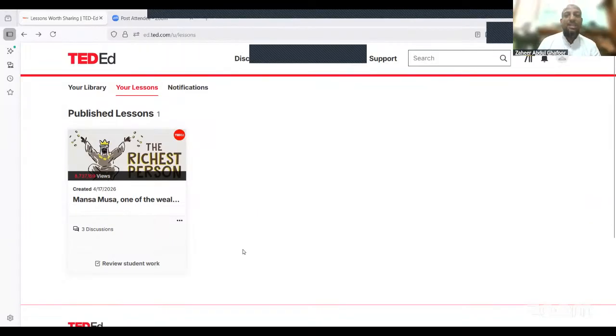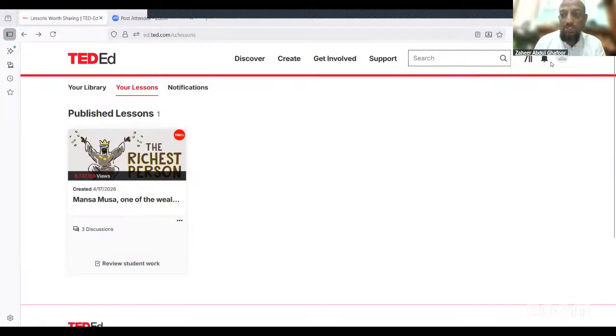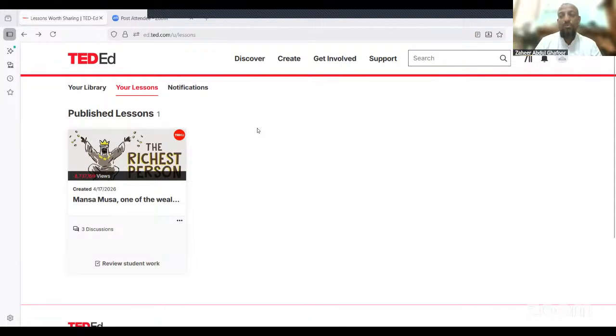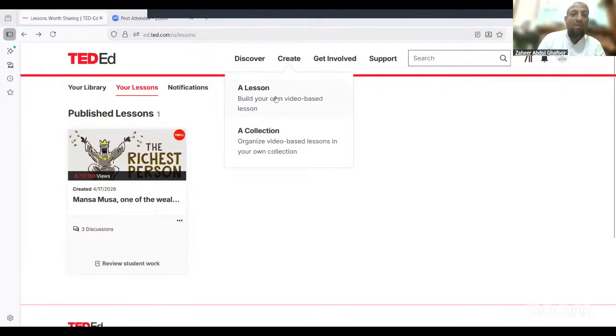On this website, TED Education, you can log in through your Gmail ID. Then only you can create lessons, or you can create your own account there and become an educator. There are two paths here, educator and learner. You can choose educator as a teacher, and here you can create your own lesson. I have created one lesson here, which I'll give you a demo of now.